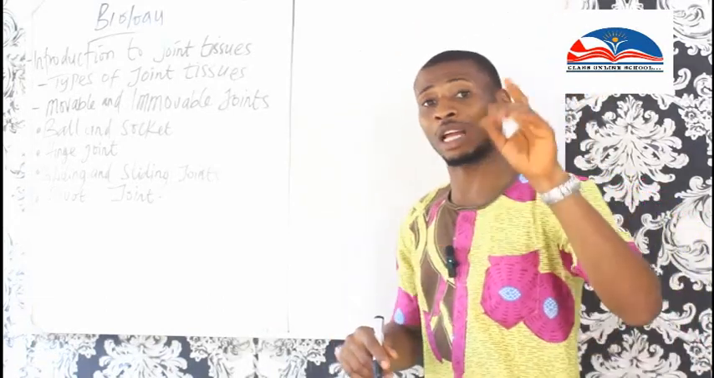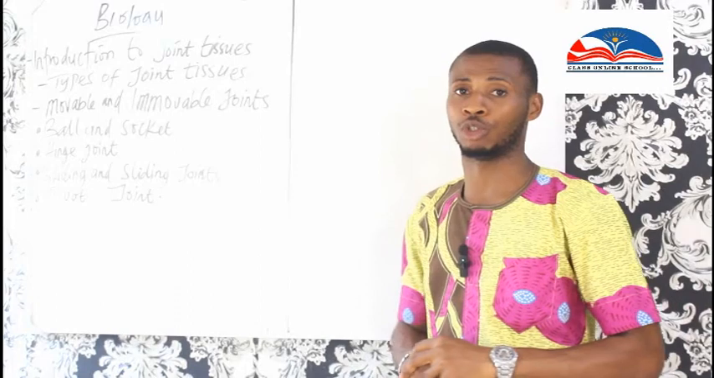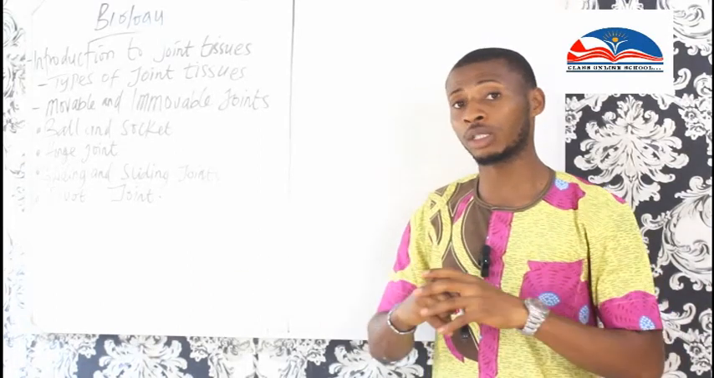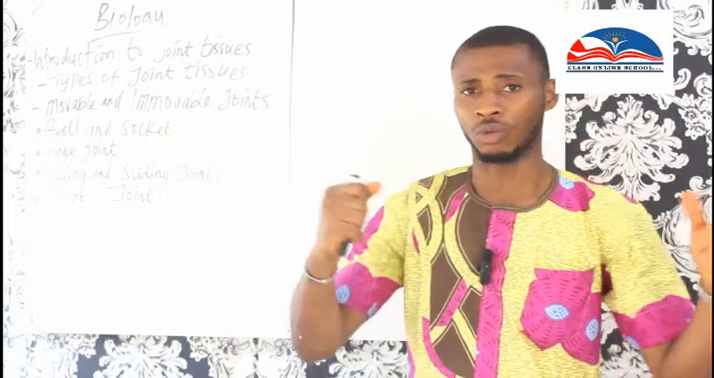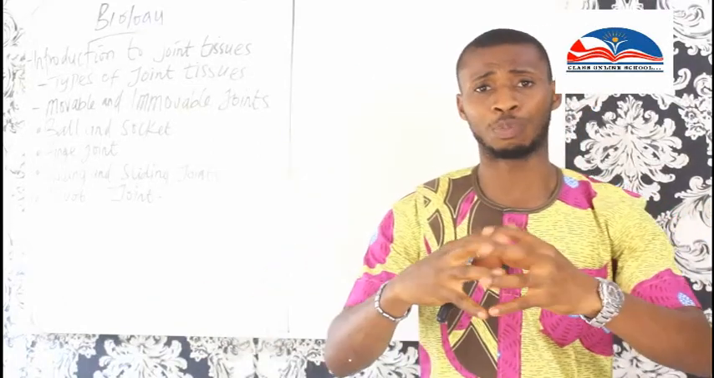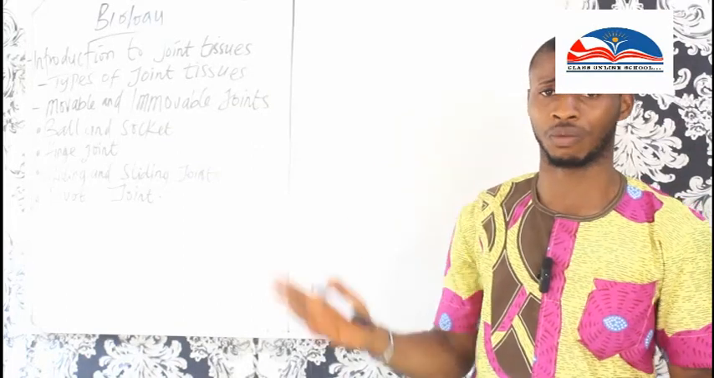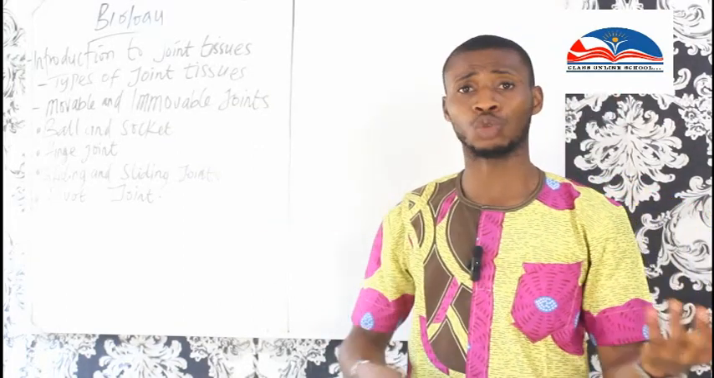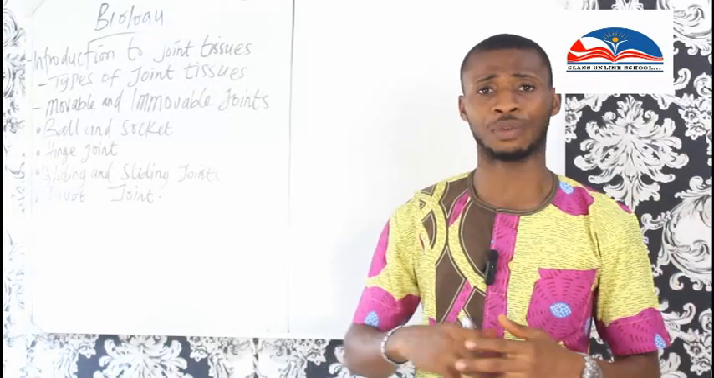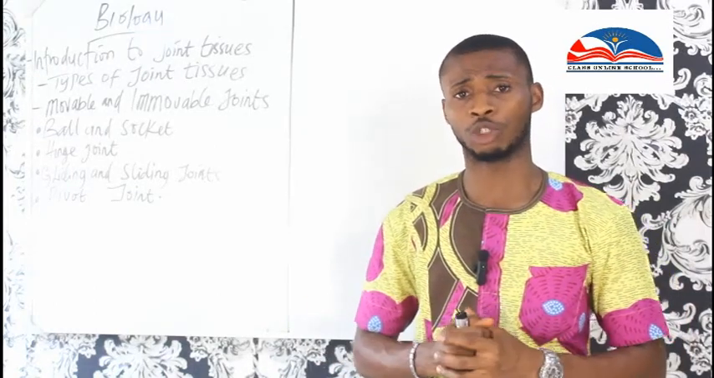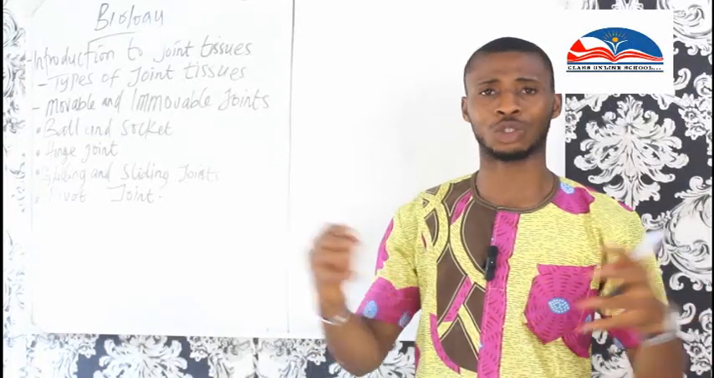The types of joints that we have are movable and immovable joints. Movable joints are joints that can move. At the point that they are joined together, they can still move. They have the capacity to move. They are flexible. They have the capacity to shift in different directions. That is a movable joint.